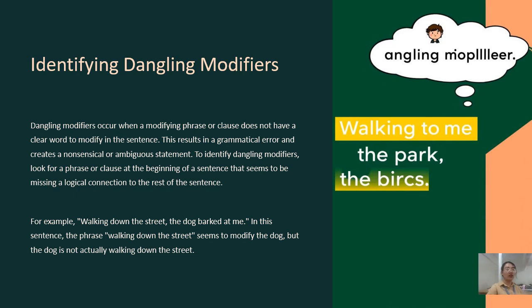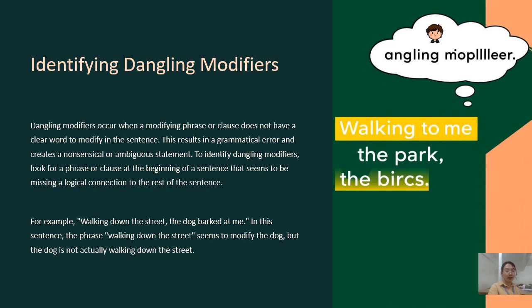Okay, so for example, the dangling modifier will be like, running down the street, comma, the flowers looked beautiful. So who was running? The flowers? No? So here the corrected one will be, running down the street, I saw beautiful flowers. No?